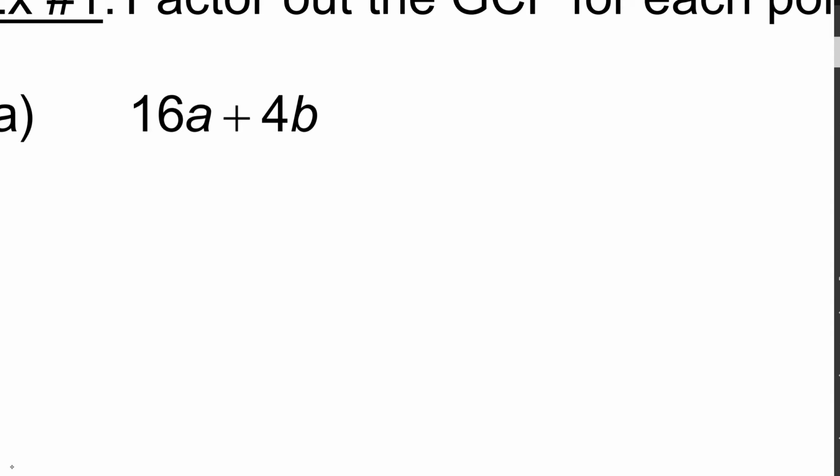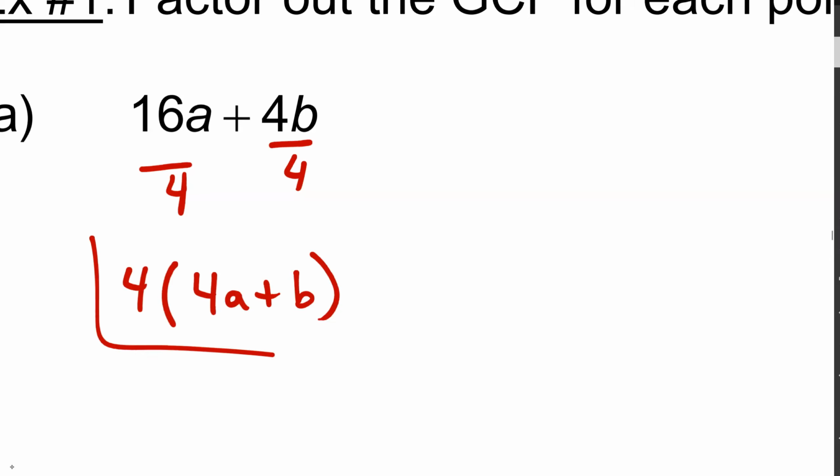What is the greatest common factor here, Jesse? Yeah, so both of these are divisible by 4. So I pull out a 4 and then I get 4a plus b. Nice. Let's try out b. I'll give you about 5 seconds. Try out b and then we'll go over it together.